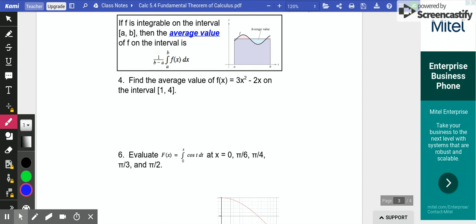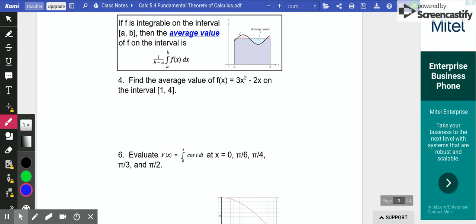So the way we find that is by taking the sum of the area under the curve, so the integral from a to b of our function, and then we divide it by our interval. The way your textbooks write it is 1 over b minus a. So this should look really familiar to the mean value theorem that we just talked about. We can actually find the average value of functions using this rule.